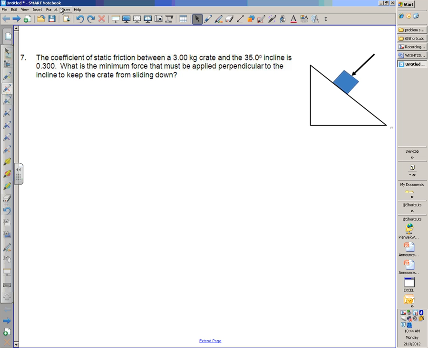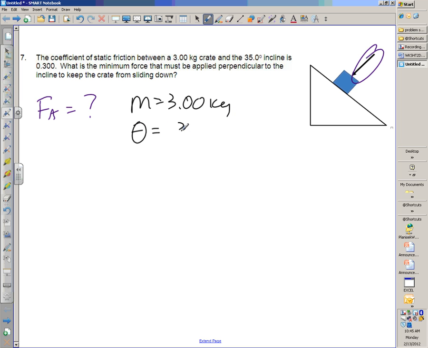So this problem is asking us about an applied force, right? And that applied force is this one that's in the picture. Things that we know: they told us that the mass of the crate is 3 kilograms, that the angle is 35 degrees, and that the coefficient of static friction is equal to 0.300.